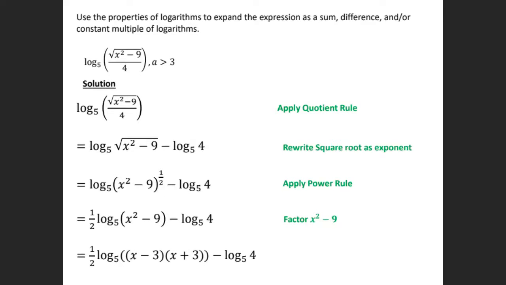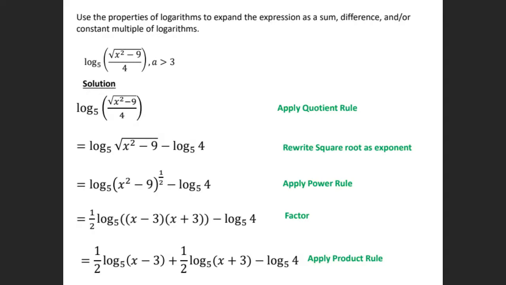So now you see that I have a log of base 5, that I have two things that are being multiplied. Now I can apply my product rule. So the final answer for this one is going to be 1/2 log of base 5 of x minus 3 plus 1/2 log of base 5 of x plus 3 minus log of base 5 of 4. Okay, don't forget to carry the 1/2. Since the 1/2 was multiplied to this whole one, I have to multiply that 1/2 to both of the product rules. Okay, do not forget those halves.